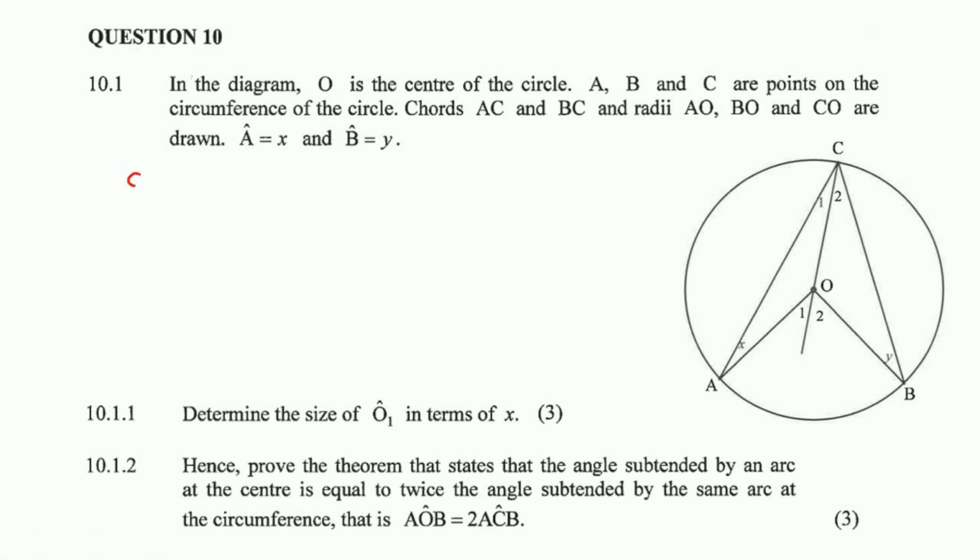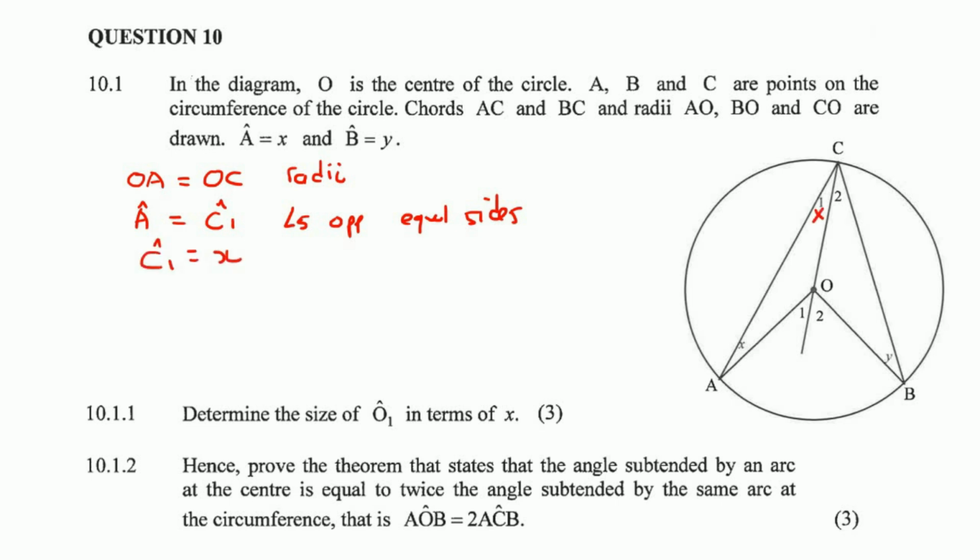So we're going to say that OA is the same as OC because they are radii. Then we're going to say that therefore angle A is going to be the same as angle C1, just because of angles opposite equal sides. So that means that angle C1 would have to be x. Now you can do the next part in two different ways.